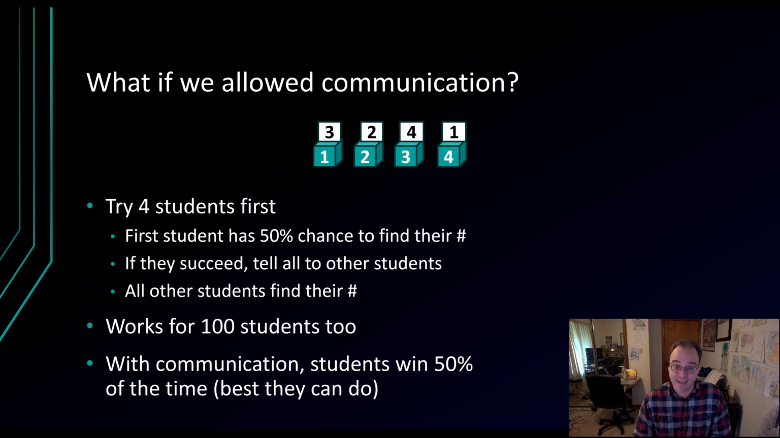That's the best they can do, right? Without actually cheating, sneaking into the room and finding out where your number was to begin with. The best the students can do is 50%, because the first student goes in there and can only open half the boxes. They don't know where their number is, and therefore they have a 50% shot of finding their number. But after that, everyone gets their number. Okay, not too bad, right?